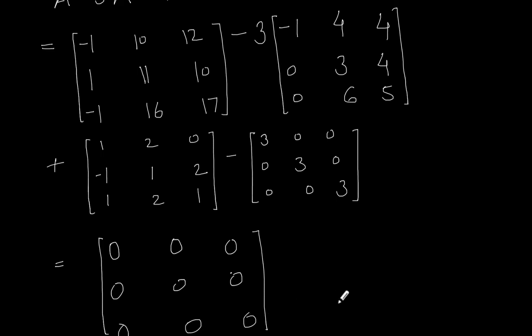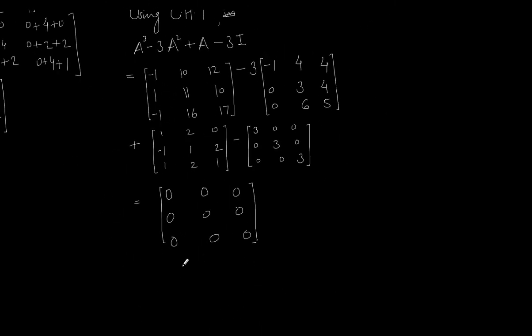So it means the equation which we wrote from the characteristic equation by replacing lambda by A is satisfied. That means A is satisfying its characteristic equation, which is nothing but the statement of the Cayley-Hamilton theorem.